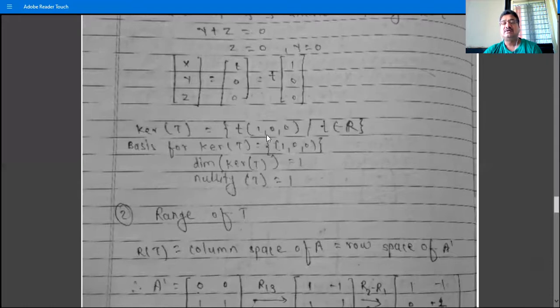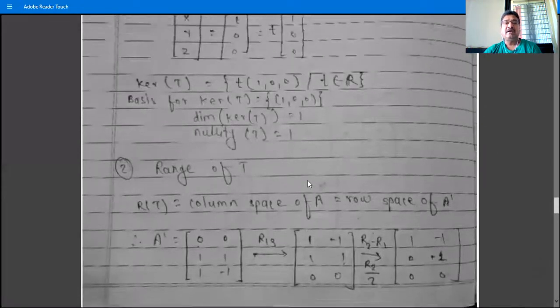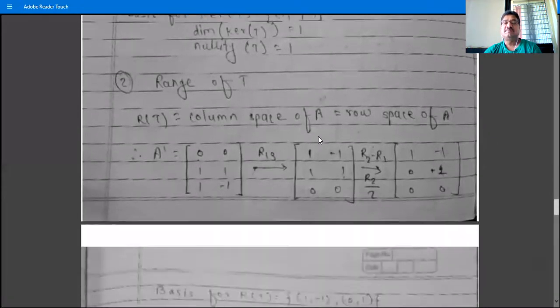This is actually the solution space of the system, or null space of the matrix A. And the basis of kernel of T contains only one element, 1 0 0, and therefore dimension of kernel of T is 1 and nullity of T is 1. Now we have to find the range of T. So range of T is column space of A, which is equal to row space of A transpose.